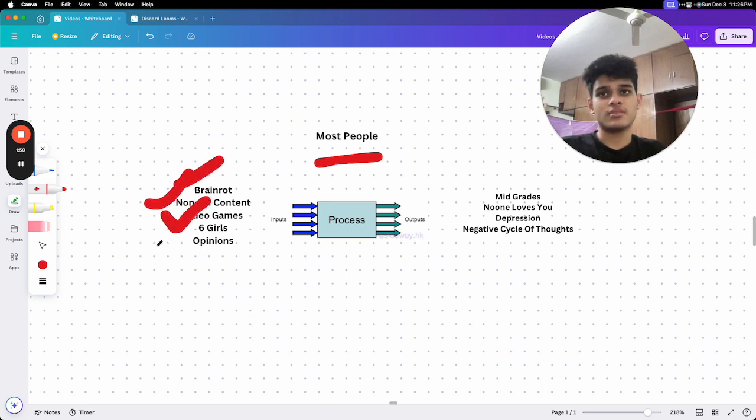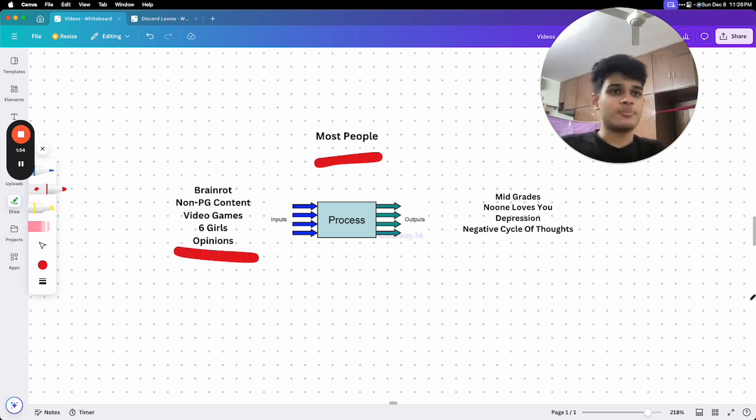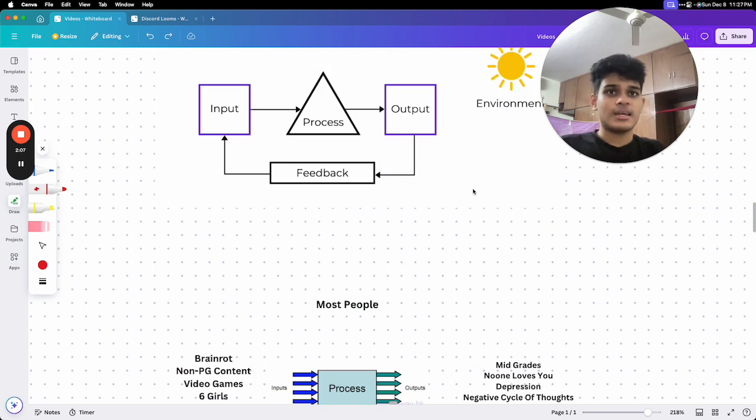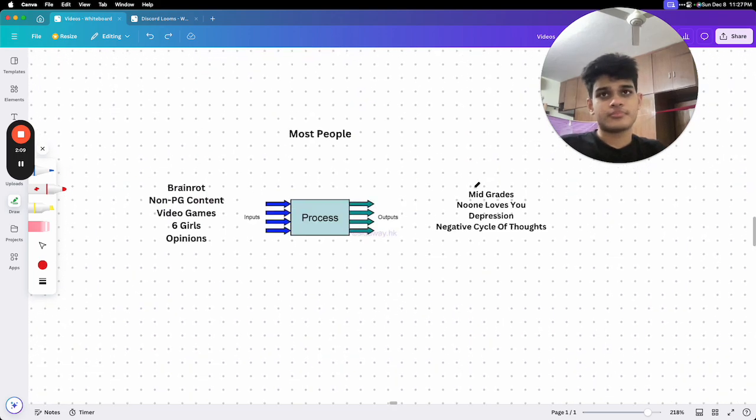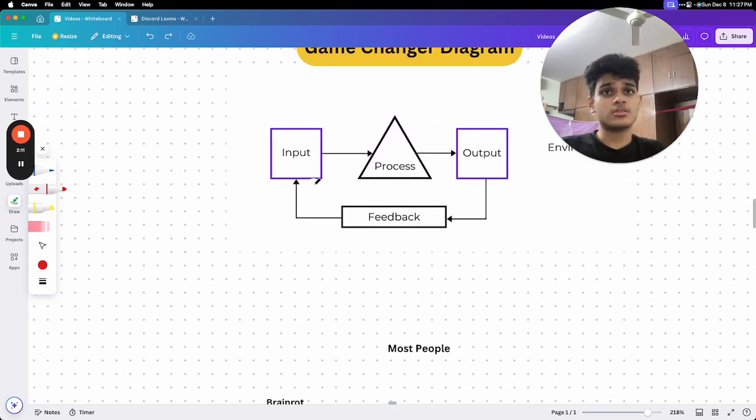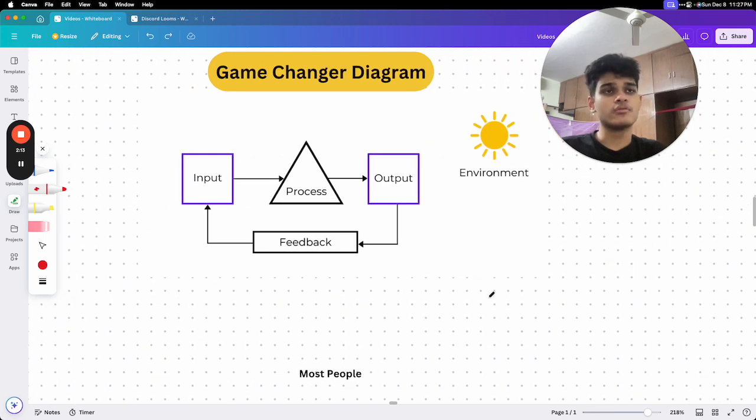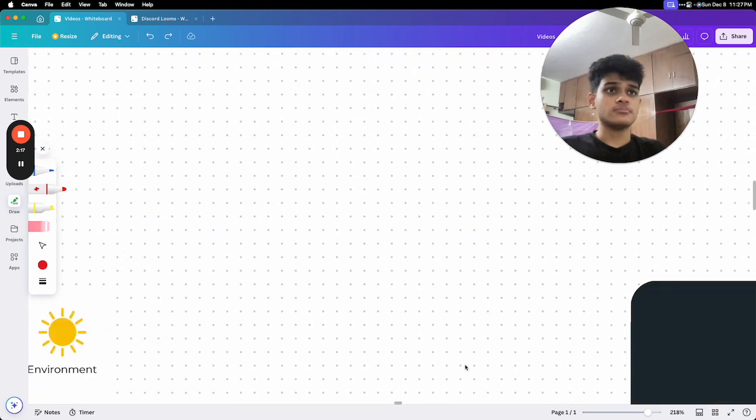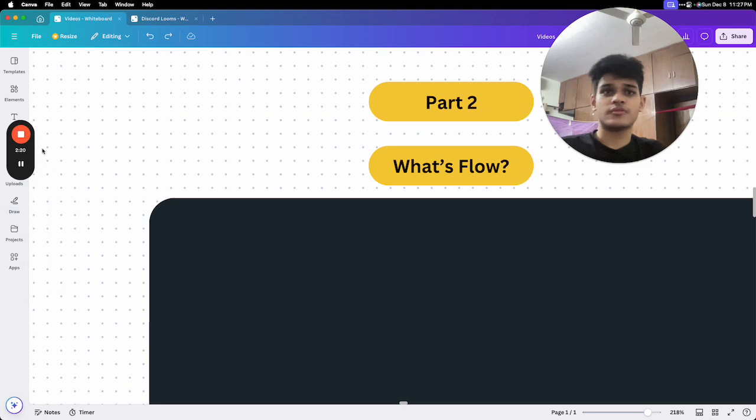This is extremely important because most people right now consume non-PG content, video games, talking to 6 girls, think too much about opinions, and the result is that they get mid grades. No one loves them. Depression, negative cycle of thoughts, and this negative cycle of thoughts will lead to a lot more of that depression. And basically, it's a repetition cycle. If you can fix your inputs and you can take the feedback and improve your environment day after day, you will do extremely well.